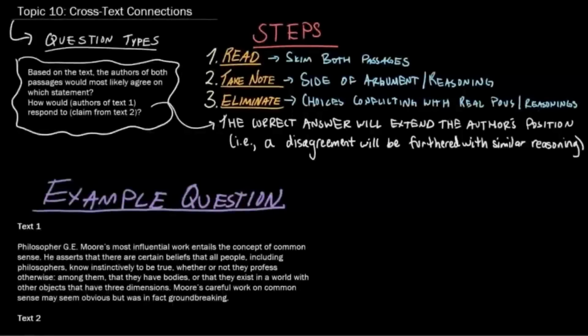So question types. Based on the text, the authors of both passages would most likely agree on which statement, or how would the authors of text 1 respond to a claim from text 2, or text 2 to text 1, etc. These are pretty simple. They're kind of like rhetorical synthesis in that you do have to do a lot of reading sometimes, but here are steps to solve those types of problems.